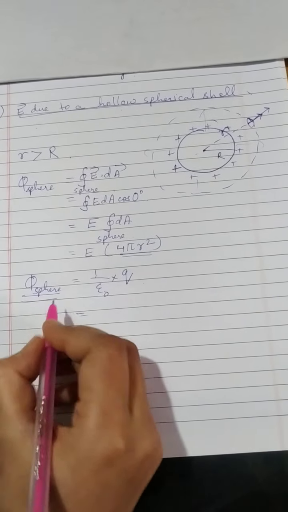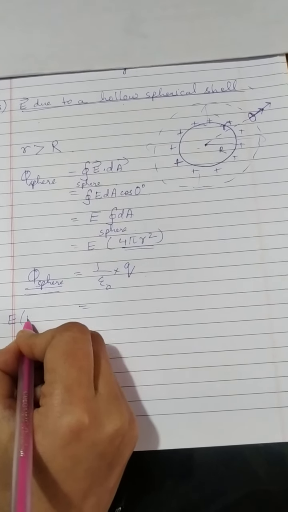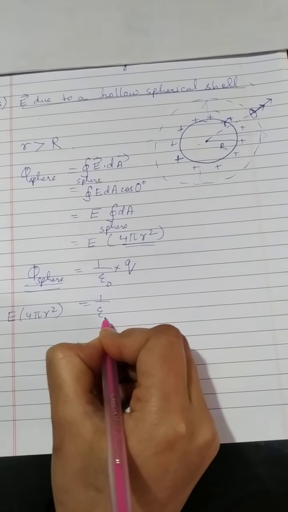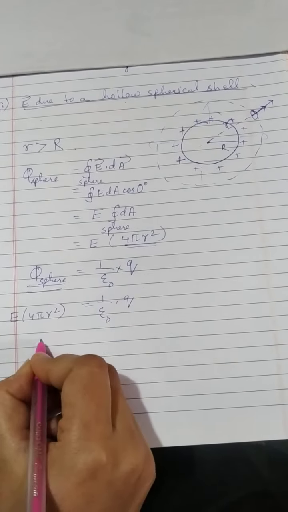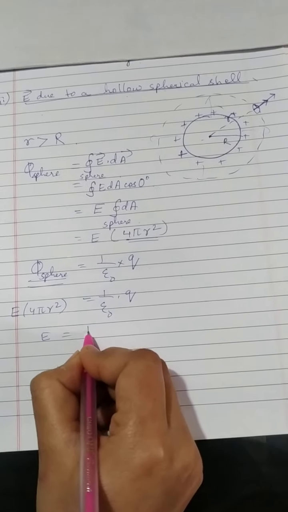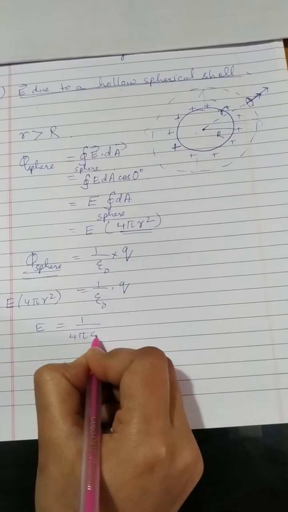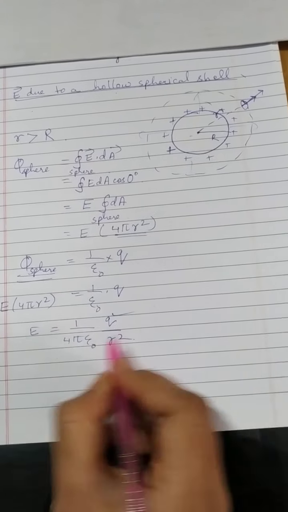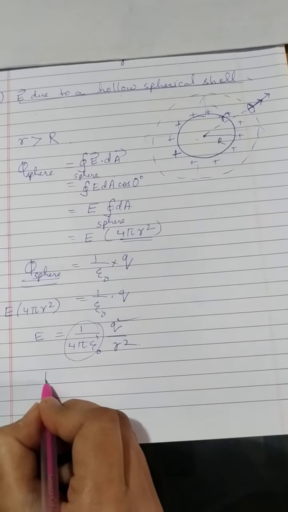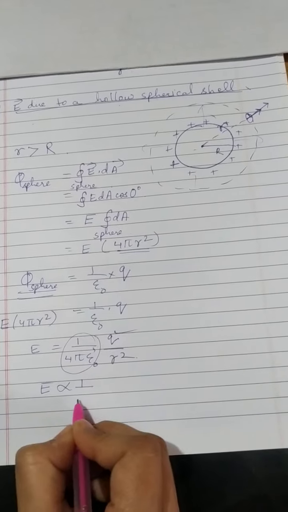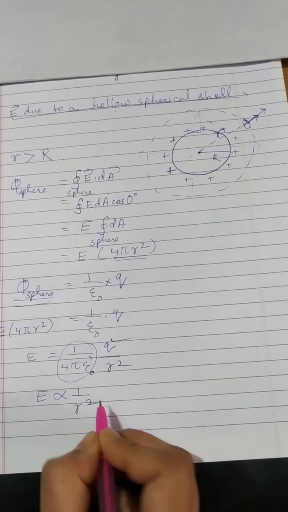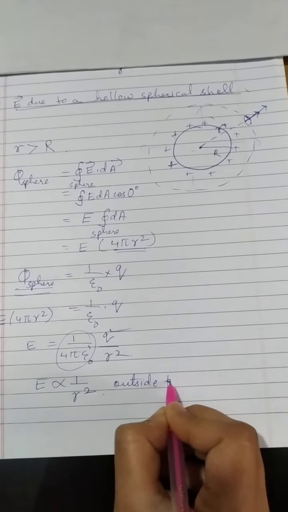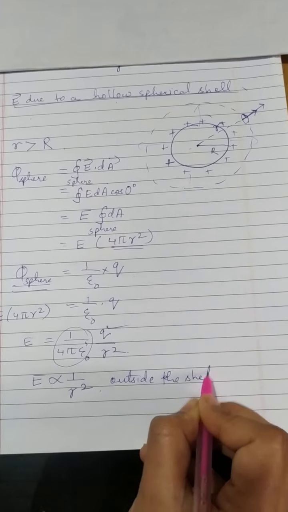So instead of phi, we will write E into 4 pi r square will be equal to 1 by epsilon naught times Q, or E will be equal to 1 by 4 pi epsilon naught Q by r square. This is a constant, this is also a constant. It means that E will be inversely proportional to r square where it is outside the shell.